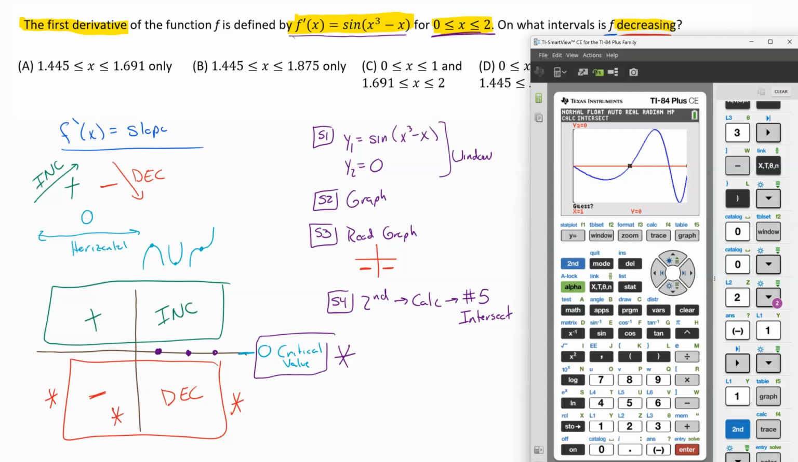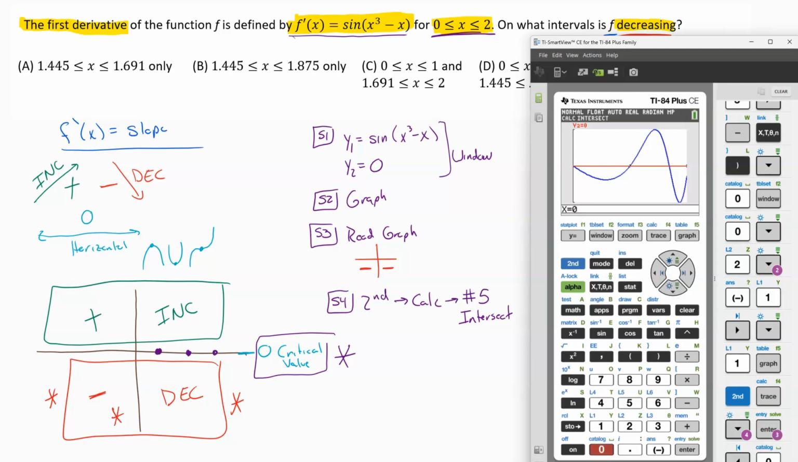And then from there, it's going to ask you to guess. You can actually type in a number right now, or you can just scroll your cursor. So I want to guess over here towards 0. But I could also just type in 0. The guess is really telling the calculator where to look. You're not influencing what the outcome would be. So I think it's happening at 0.